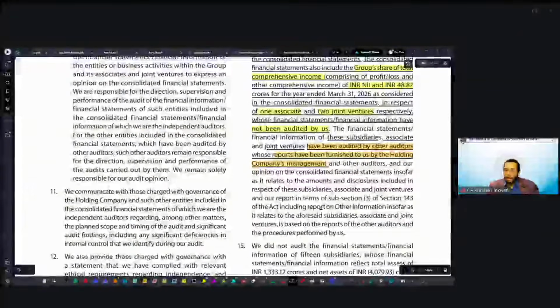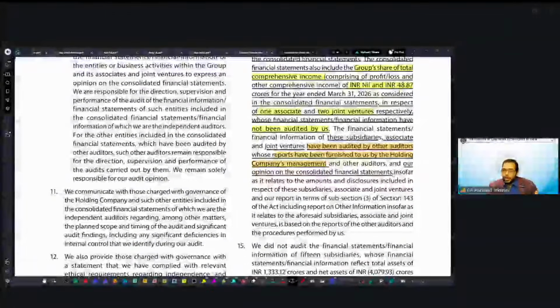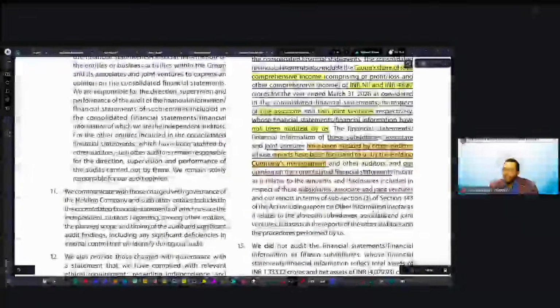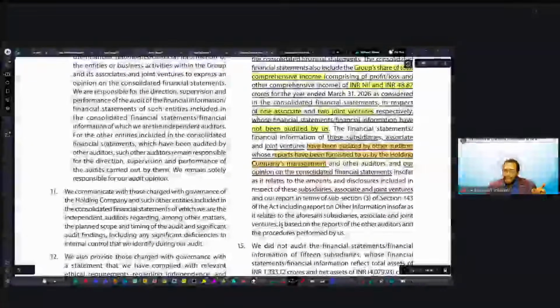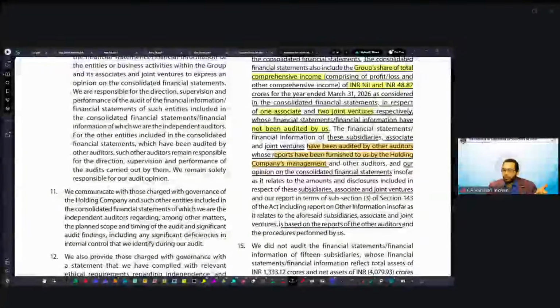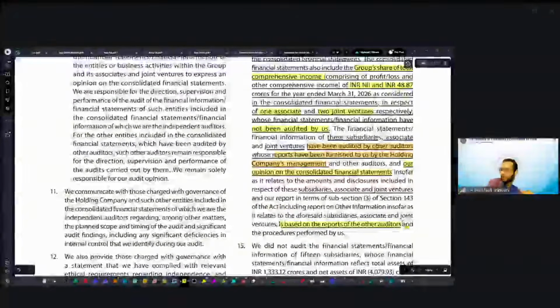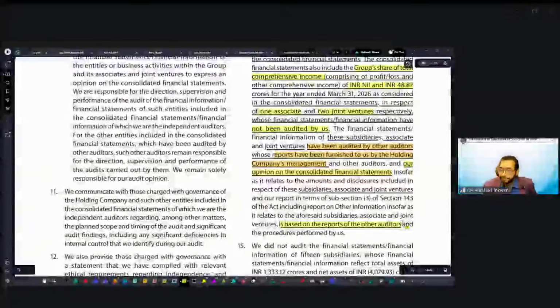And our opinion insofar as it relates to these consolidated financial statement disclosures in the subsidiaries, associate, joint venture, including report on the other information, is based on the reports of other auditors. That means we are placing a reliance on the information or the audit report which is performed by the other auditors.